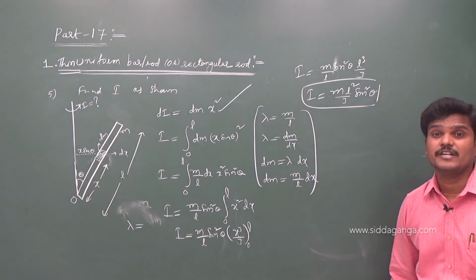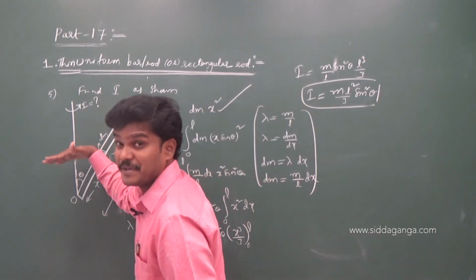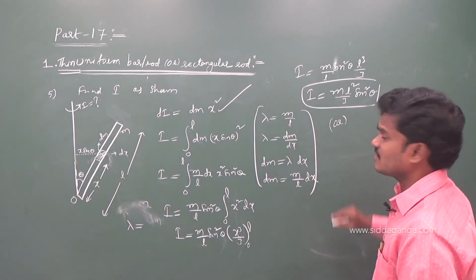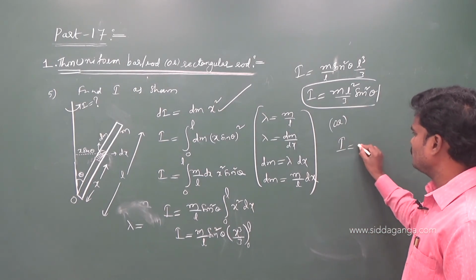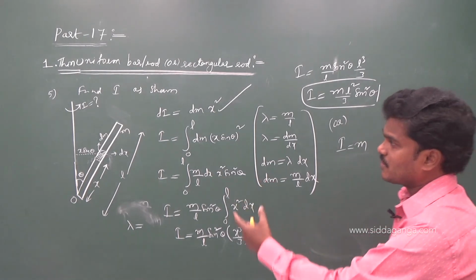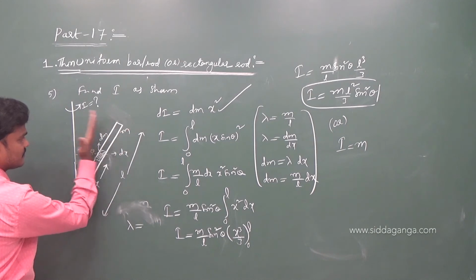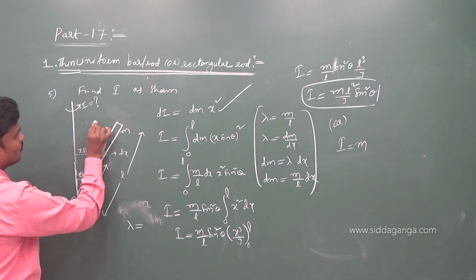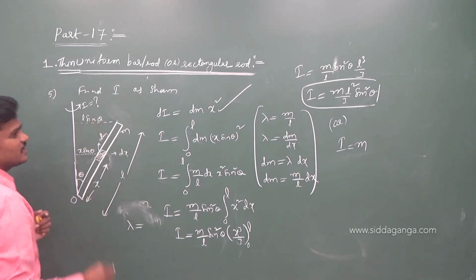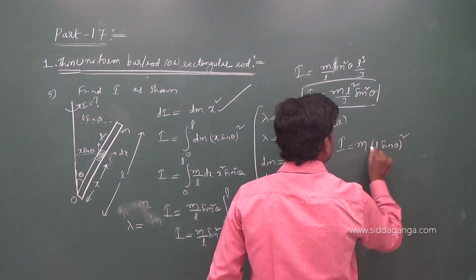See, I am getting ml square by 3, the moment of inertia at one end of the rod, but with an extra sin square theta. Perpendicular distance is L sin theta directly, so we can expect a direct answer. See the shortcut way. I is equal to the product of mass m and the perpendicular distance. What is the perpendicular distance? This is L, this is L cos theta, and directly we can write L sin theta. Perpendicular distance is very clear.